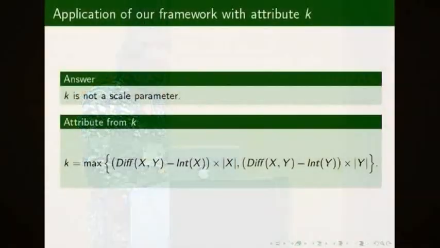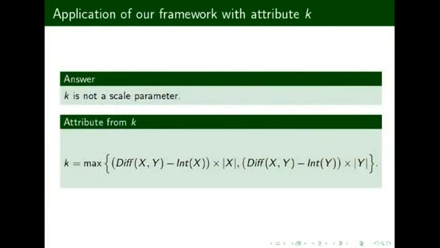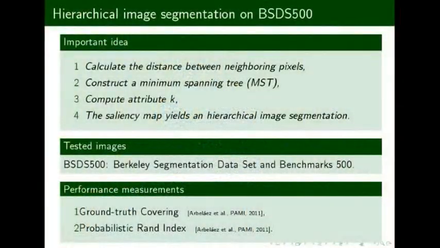So you can transform K into an attribute by reversing the formula. It will give you that max of the difference of this formula. Okay, whatever it is, it's not very important, but it's the same attribute, same formula. So you can plug it into the framework, and here you have a hierarchical method.